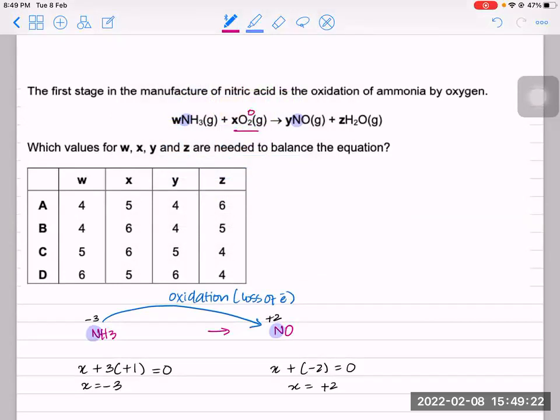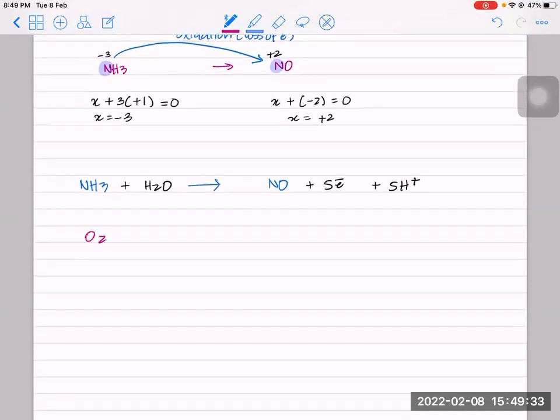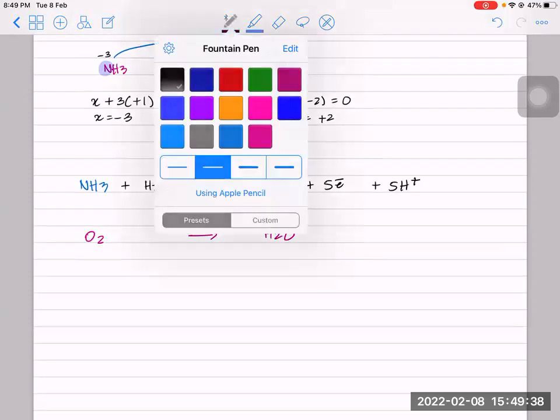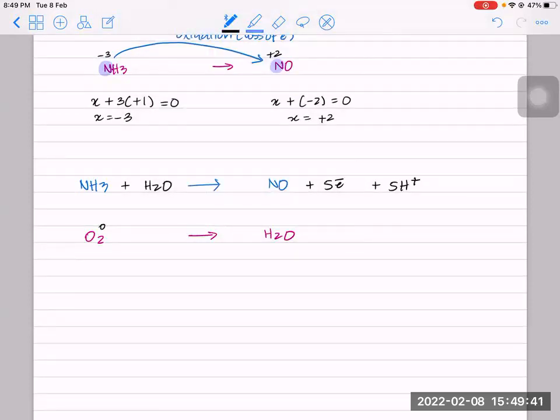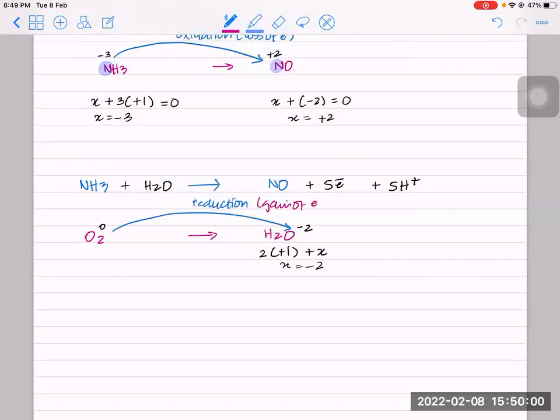Oxygen is 0, because in elemental form the oxidation number is 0. So it goes from 0 to, let's say, H2O. Let's see how it's changing. So oxygen goes from 0 to, here, it would be 2 times +1 plus X. X comes out to be -2. So oxygen goes from 0 to -2. So this is what? Reduction. Yes, this right here is reduction, which we know is the gain of electrons.